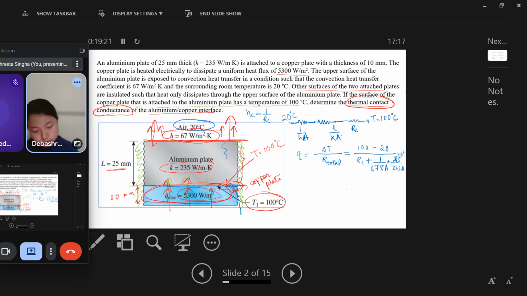And the Q which is given is 5300 watt per meter square. So this is also Q double dash, that means if we include A, then it should be QA. So if we write in terms of flux, we should multiply it by area. And here only the flux is given, that is 5300 watt per meter square. How do you know it is flux? It is divided by meter square, that means it is divided by the area.